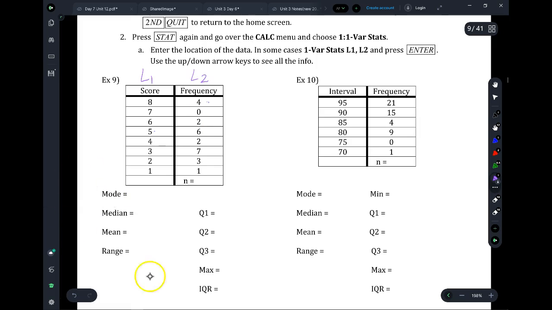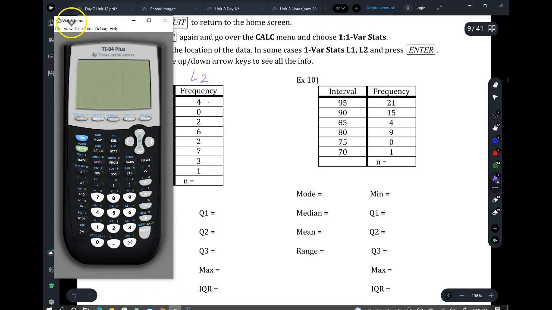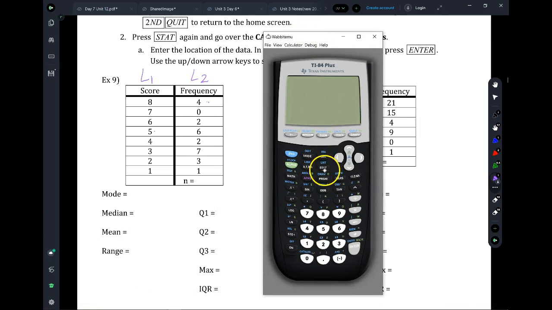So grabbing those calculators, bringing that back out, stat, edit your list, just like we were. Stat, edit, clear out whatever our old stuff is, and we're going to type the scores in L1. So 8, 7, 6, 5, 4, 3, 2, 1. Go over to list 2, and this is where we're going to put our frequencies.